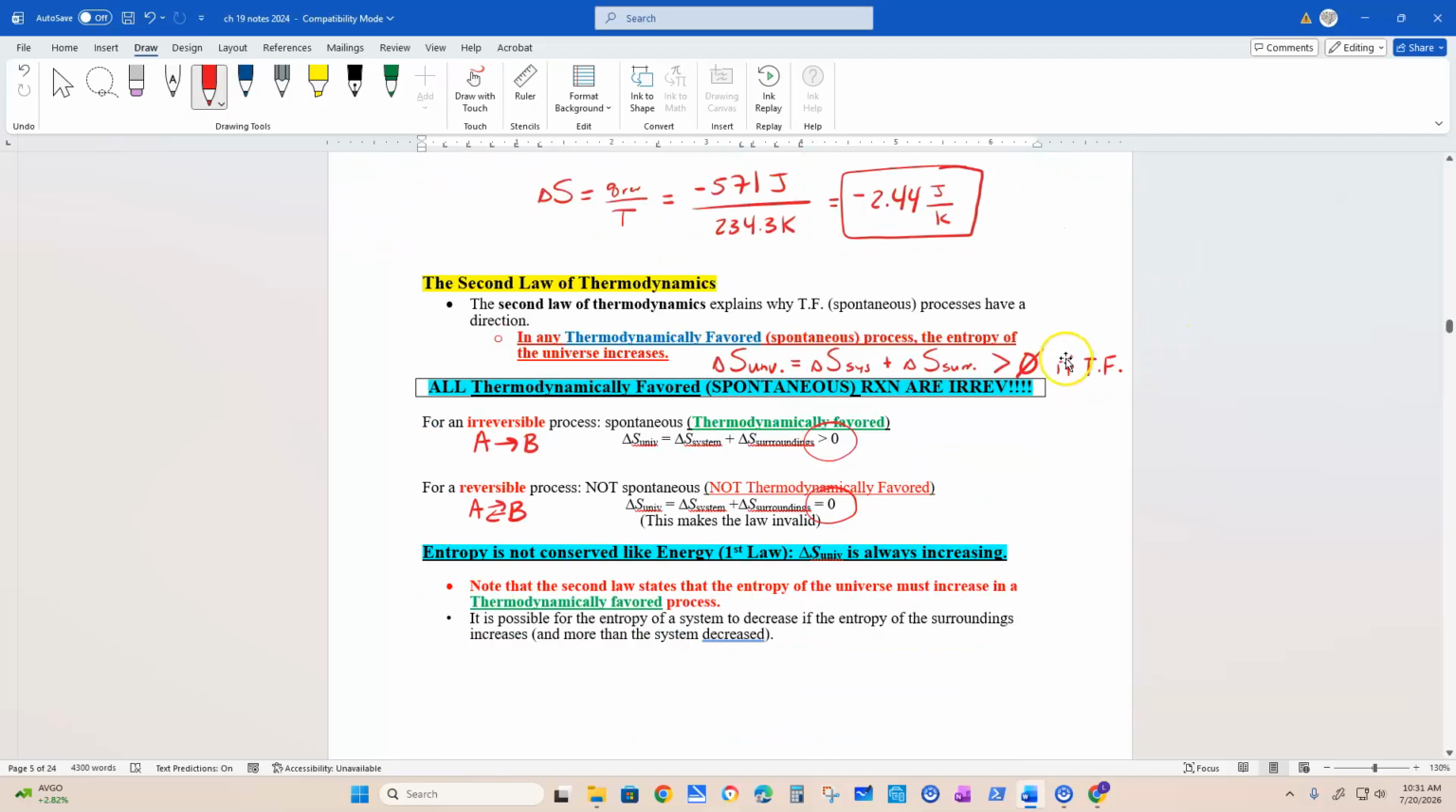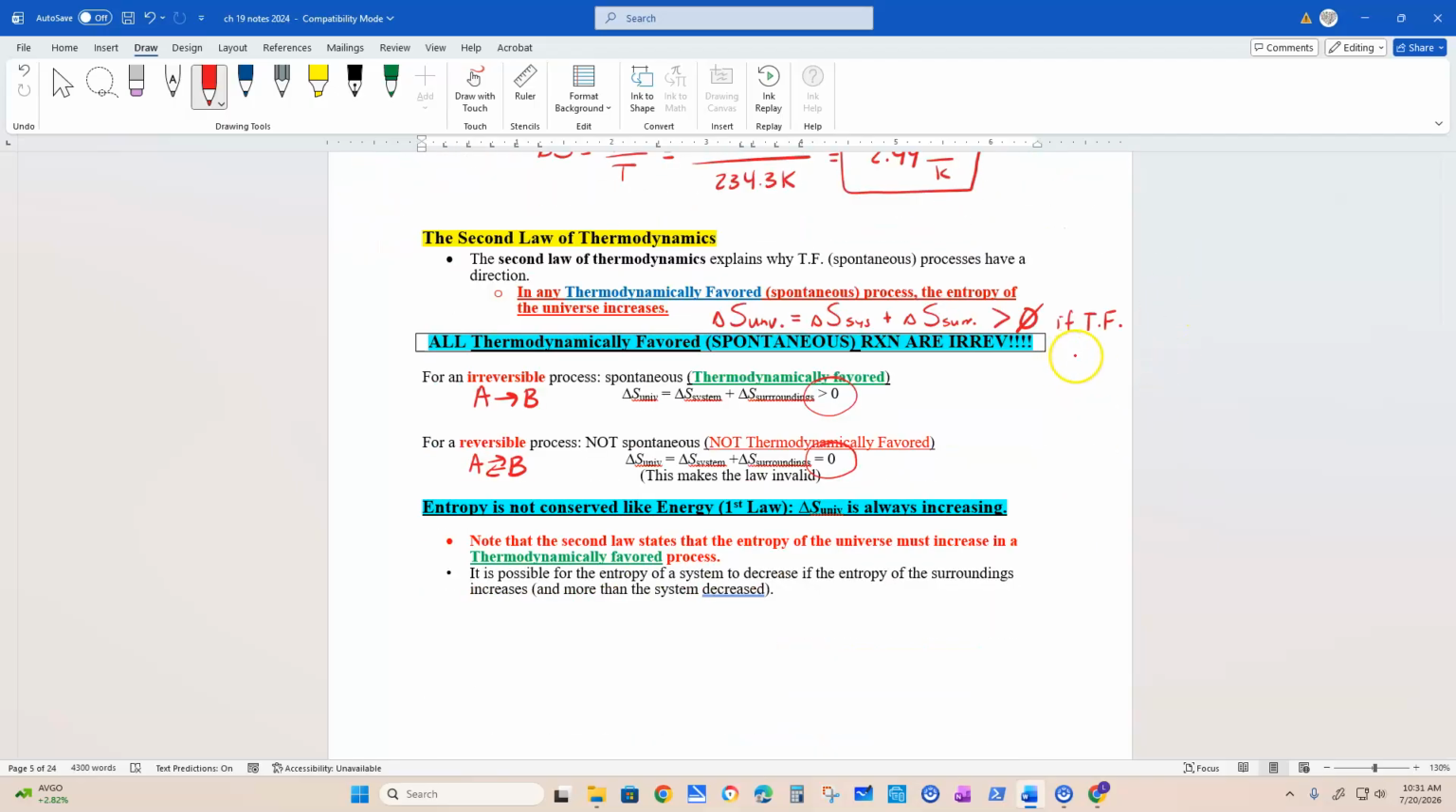So entropy is not conserved like the first law of thermodynamics. According to the second law, it says that the universe should always be increasing. Which means you are creating or destroying something to make sure that it's always increasing. Note that the second law says the entropy of the universe must increase if it's thermodynamically favored. It is possible for entropy of the system to decrease if the surroundings increase, but you've got to make sure that it's more than what the system decreased. So one of them can go up and the other one can go down.